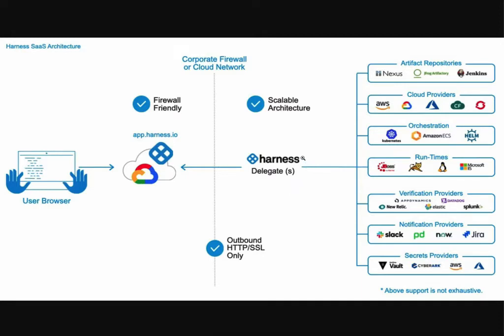And it's a worker process that performs tasks on behalf of Harness. So it makes outbound connections only to Harness, receives tasks, and then performs them, such as connecting to an artifact repo, or a code repo, and deploying to a cloud provider, or connecting to a verification provider to pull data.